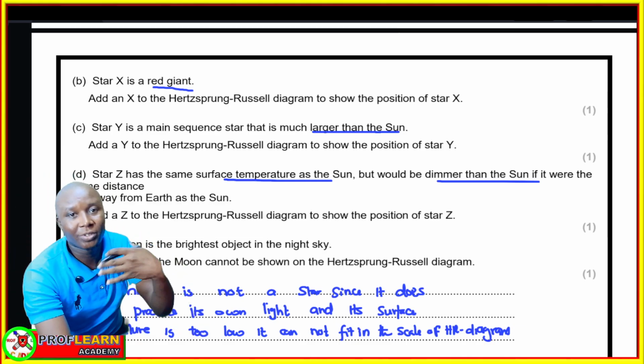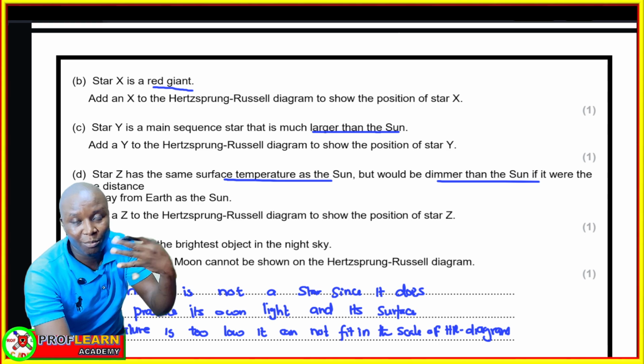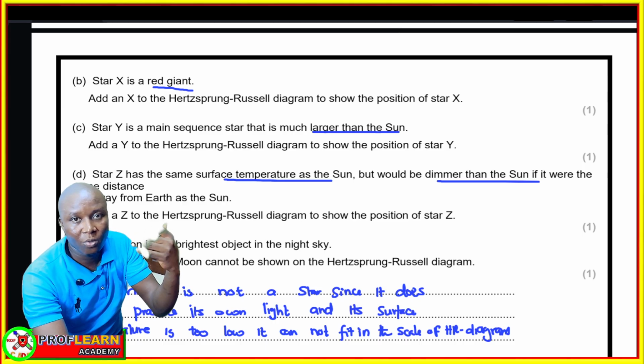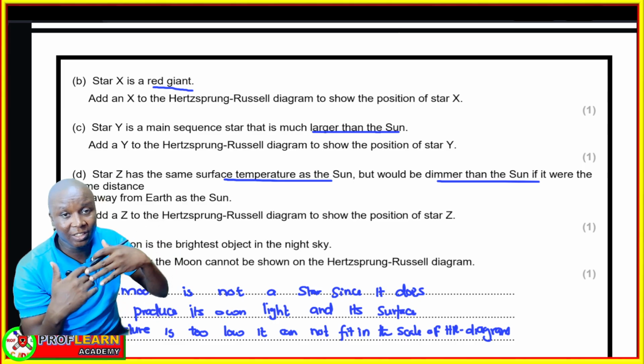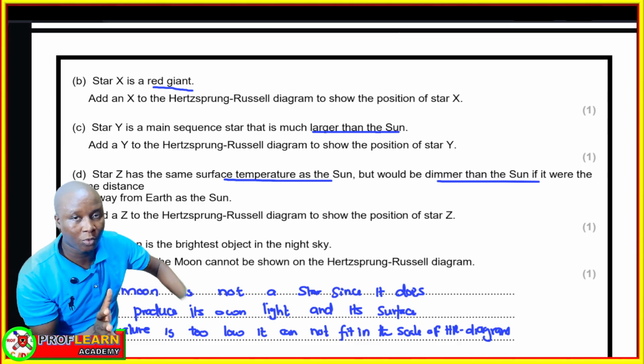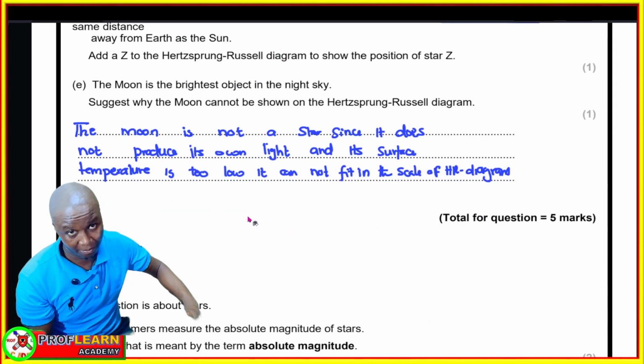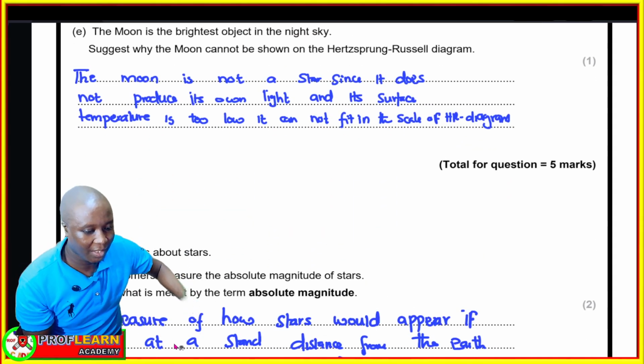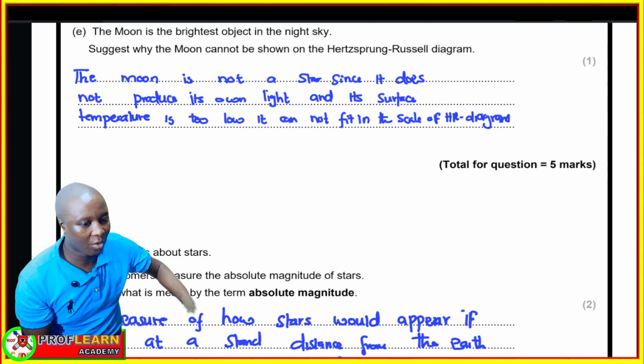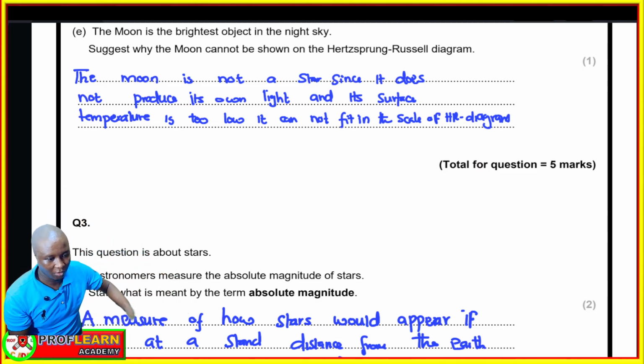This is because the moon is not a star. The moon does not provide or produce its own light. And also we can say the moon's surface temperature is too low, so it cannot fit in the scale of the HR diagram. So basically those are the reasons we are going to state as far as this particular concept is concerned.